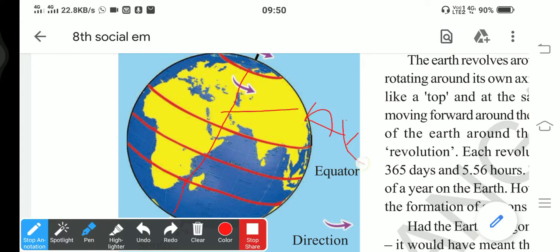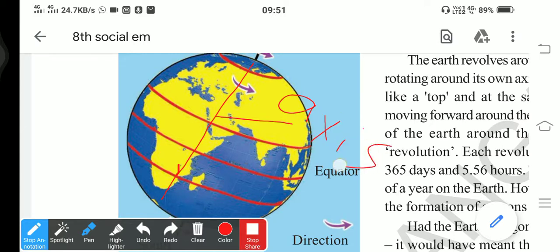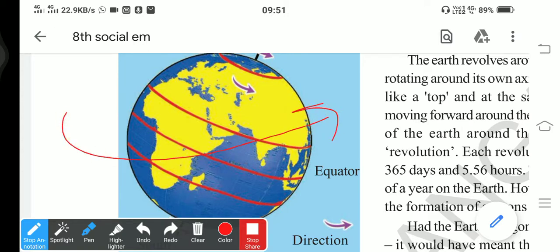the axis. Understand? It is the axis. This line is imaginary, actually there is no line. An imaginary line connecting north and south. This we call the axis. So the earth is rotating, from west to east. This is the east direction and this is the west. It's rotating from west to east.